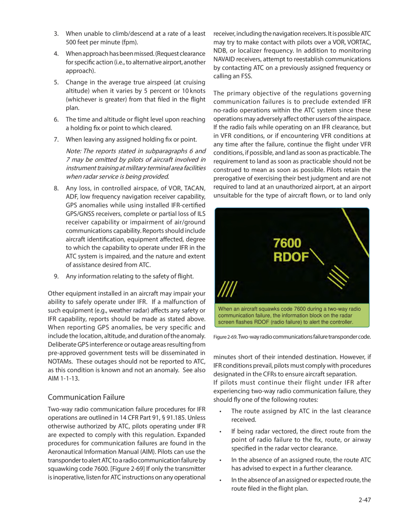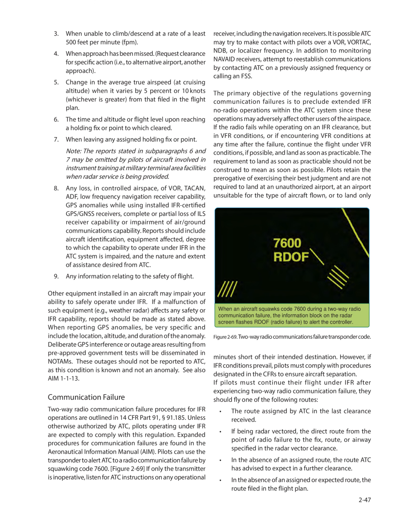Other equipment installed in an aircraft may impair your ability to safely operate under IFR. If a malfunction of such equipment, for example weather radar, affects any safety or IFR capability, reports should be made as stated above. When reporting GPS anomalies, be very specific and include the location, altitude, and duration of the anomaly. Deliberate GPS interference or outage areas resulting from pre-approved government tests will be disseminated in NOTAMs. These outages should not be reported to ATC, as this condition is known and not an anomaly. See also AIM.